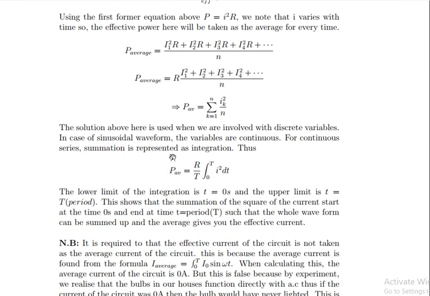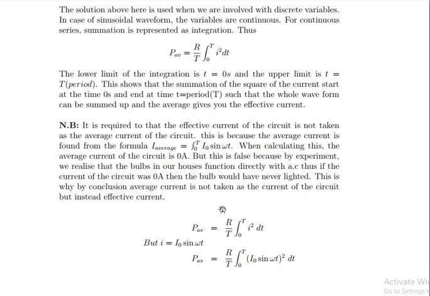So we are going to have power average equals to R. We integrate it from 0 to T of I squared all over the N, which here will become the period. So this is going to start from 0 and N to N, which is the period, divided by T. So power average is going to be equal to R all over T integral from 0 to T of I squared dt.